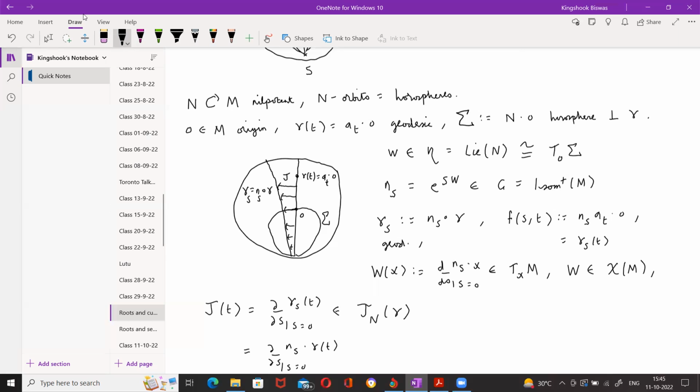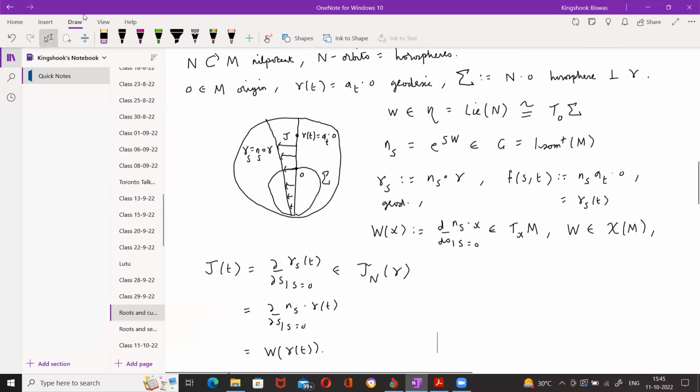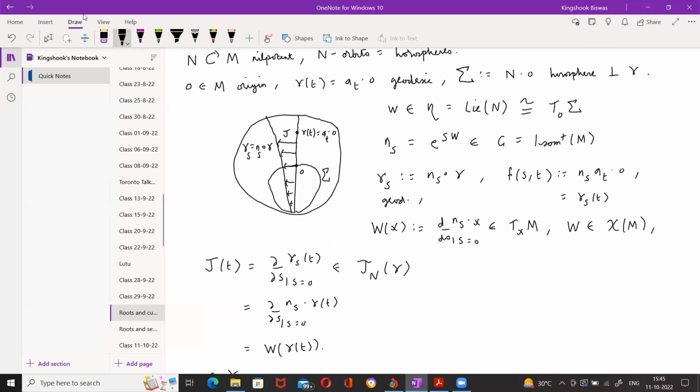Right. I have a one parameter family of geodesics. So when I differentiate, I'll get a Jacobi field. And that Jacobi field is nothing but the vector field W on M restricted to gamma, right?